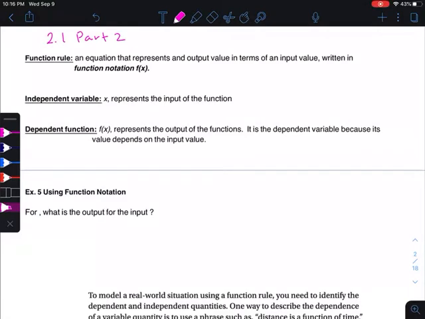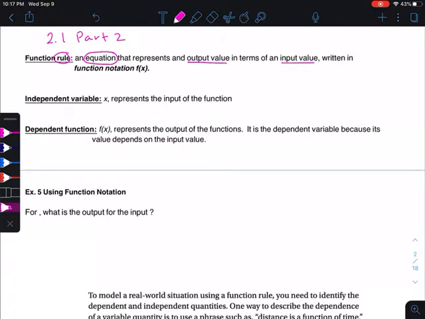Looking at section 2.1 continued, or part 2, continuing with our relations and our functions. So a function rule is an equation that represents an output value in terms of an input value written in function notation. Anytime you see the word rule, it is always going to mean that you're dealing with some sort of equation. Now it represents some output values and some input values. We're going to talk about that in a moment.